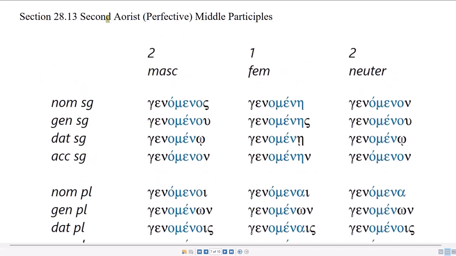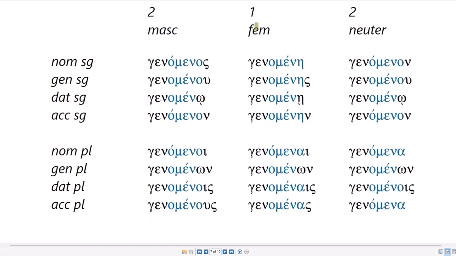So here we have the second aorist middle participles. And just like the present middle passive, these have the exact same construction. The only difference is that the second aorist stem is different than the present stem. So we don't need to go through all of these. As for the presents, we have our masculine second declension, feminine first declension, and neuter second declension. So everything else is the same as the present middle passive other than the stem.